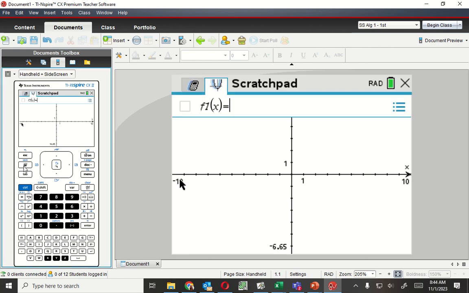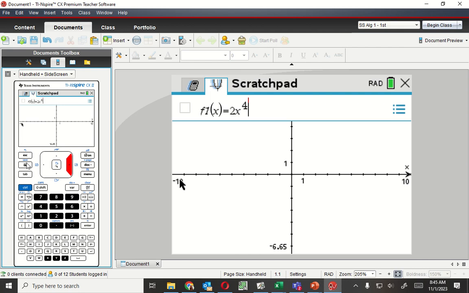All right. So let's go ahead and graph. Let's take and graph the function first. Yes, that is the function. F of x would be 2x raised to the 4th minus 6x squared.